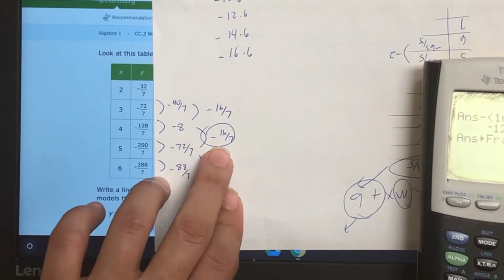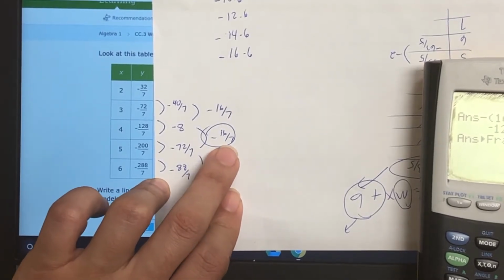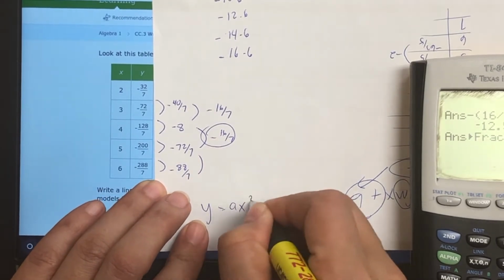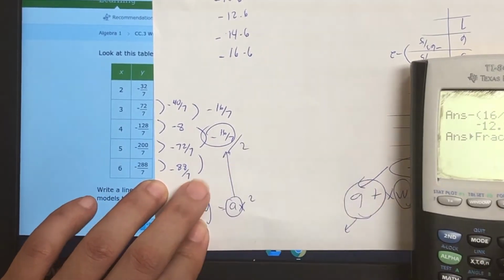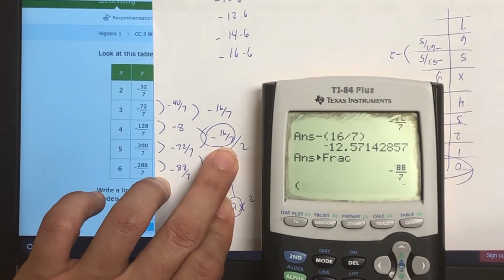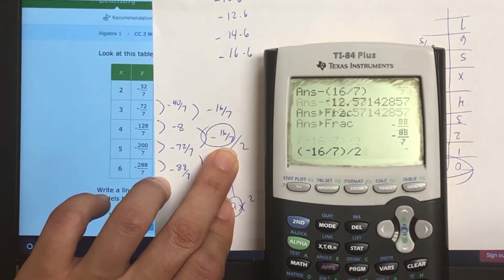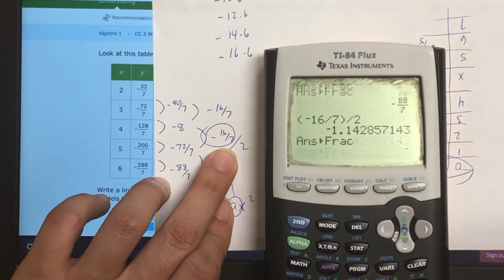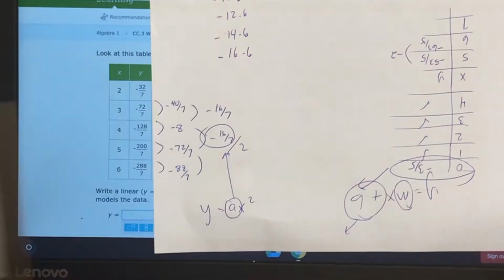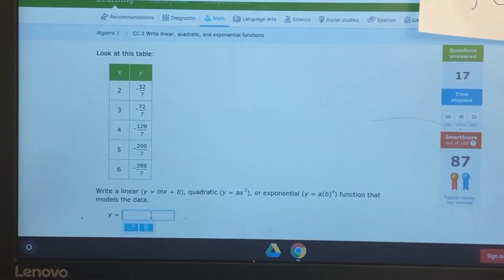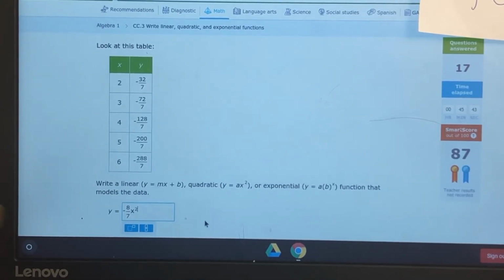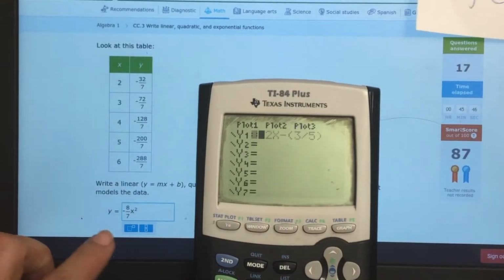Okay, so this is my second difference. So it's quadratic. To find the a, because it's y equals ax squared, all you have to do is divide that by 2. So it's negative 16 over 7 divided by 2. Math, enter, enter. Negative 8 over 7 is my a. So negative 8 over 7 x squared. And look, this is my last question, so I'm definitely checking it. I hope it's my last question.